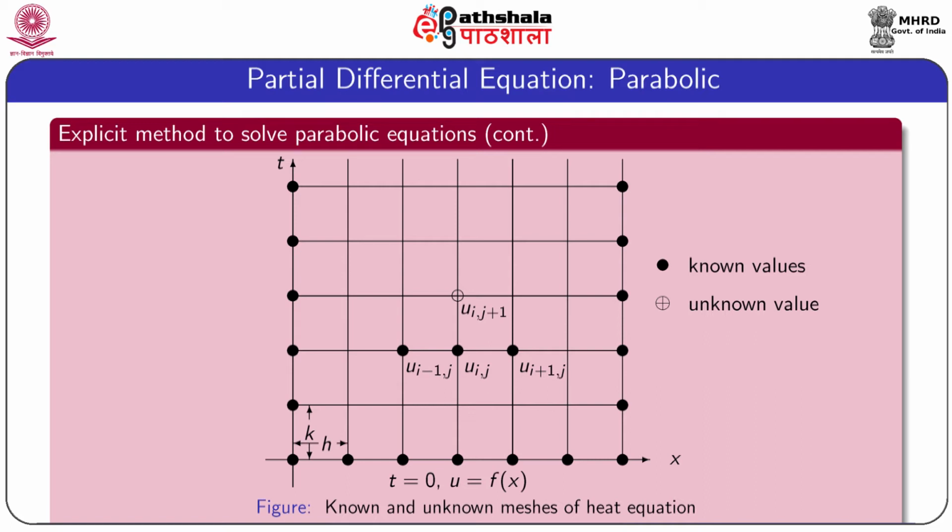Also, it is mentioned that the value of u(i, j+1) can be determined if the values of u at (i-1, j), (i, j) and (i+1, j) are known. Then we can find the value of u(i, j+1). These 4 points are mentioned within the diagram along the jth row and the (j+1)th row.